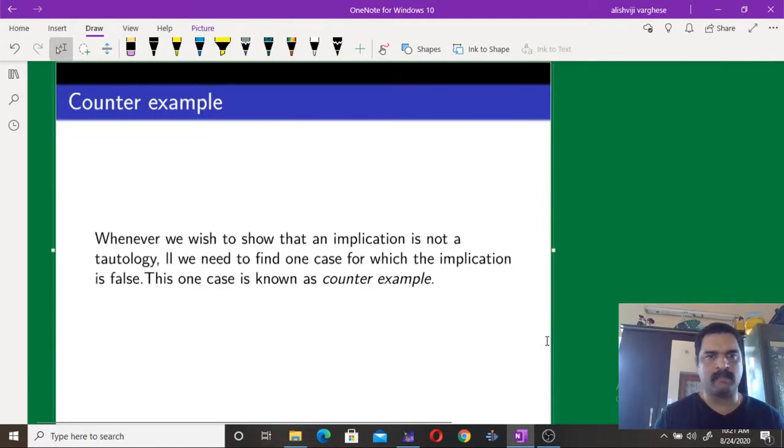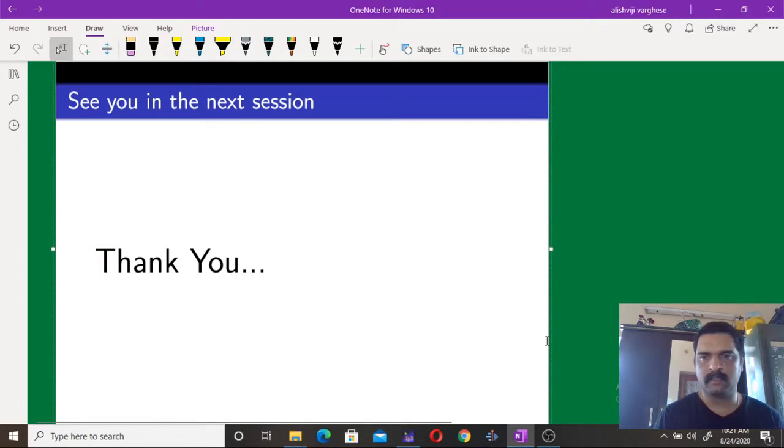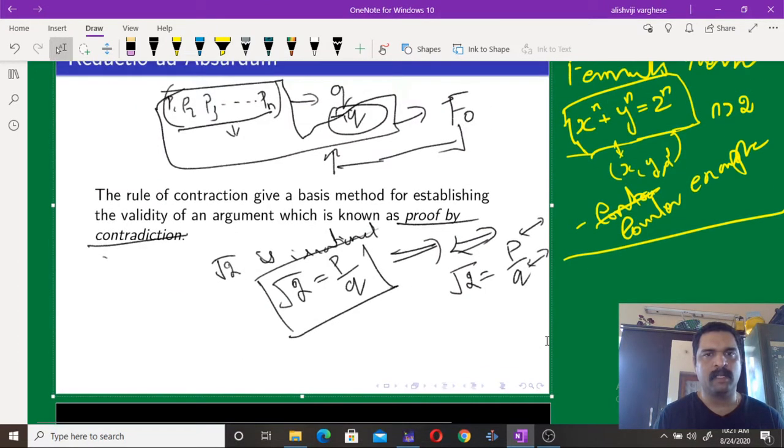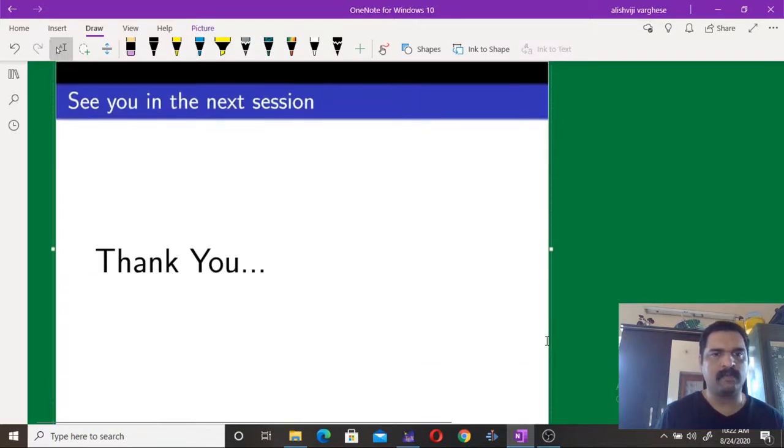Then counterexample, we have also already discussed the concept of counterexample. In order to prove that a particular result is false, we don't have to give many examples. We only need one particular example for which the result is false. So that is a counterexample, and these are the methods by which we check the validity of an argument. And we will have to go through a number of arguments to be familiar with this concept.